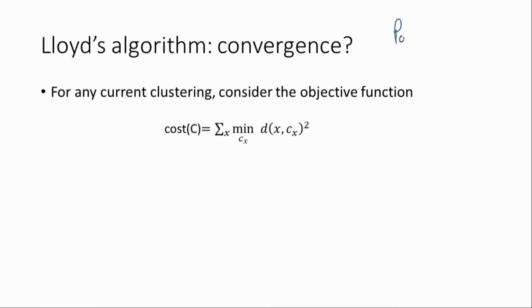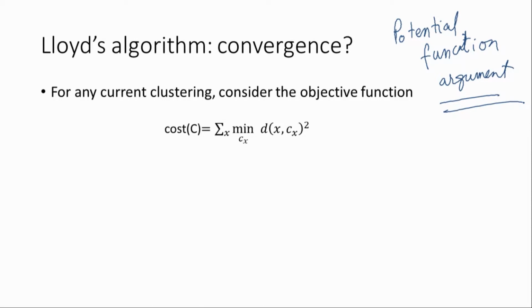But let's consider the objective function. This is what we'll argue now, and I'll throw out a big name, but you should not be scared of it. It's just that I like this name. This is known as a potential function argument. And I'll tell you why. There's some very nice physics to it. So consider the objective function.